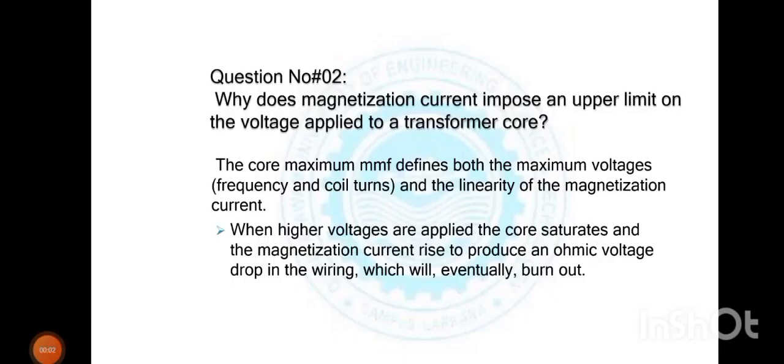Number 2. Why does magnetization current impose an upper limit on the voltage applied to a transformer core? The core maximum MMF defines both the maximum voltage, frequency and coil turns, and the linearity of the magnetization current. When higher voltages are applied, the core saturates and the magnetization current rises to produce an ohmic voltage drop in the wiring, which will eventually burn out.